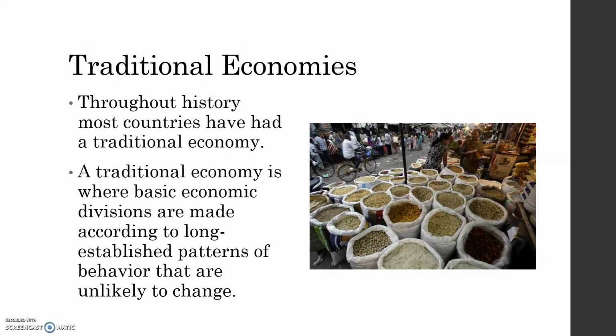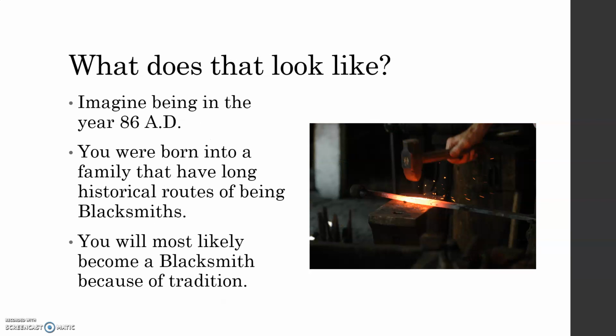Let's start with traditional. Throughout history, most countries have had these things known as traditional economies. It's basically old school economies. It's where economic decisions are made by long established patterns of behavior that are unlikely to change. What does that look like? Imagine living in like 86 AD. You were born into a family with a long history of being blacksmiths. You will most likely become a blacksmith. Your children will most likely be blacksmiths, and that just keeps going on and on. Now, the keyword is traditional.